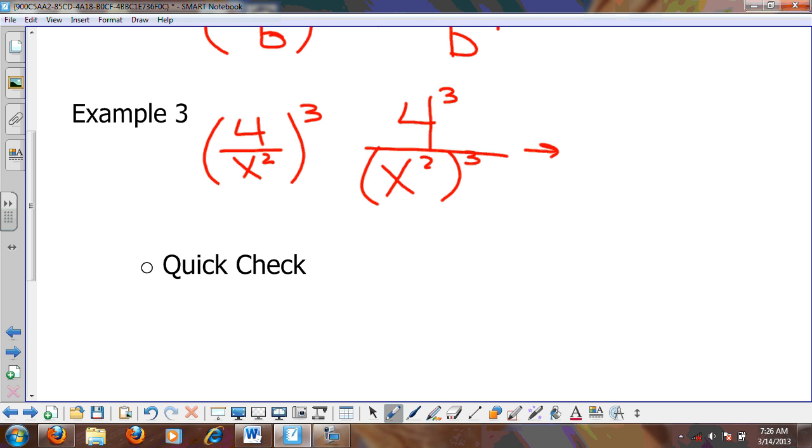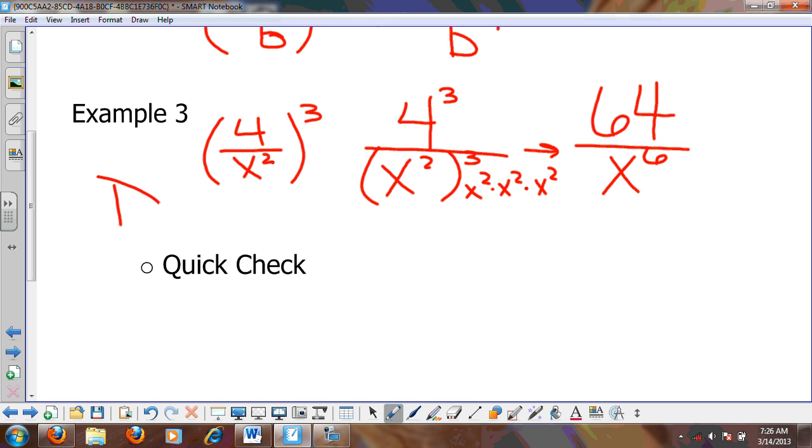Okay? Well, I told you it would be a good idea to know your cubes. So 4 to the third power is 64, and x squared cubed, which means x squared times x squared times x squared, so it's x to the 6. Okay? Which one of those choices is 64 over x to the 6th? And that is choice D. Okay? Just real quick checks.